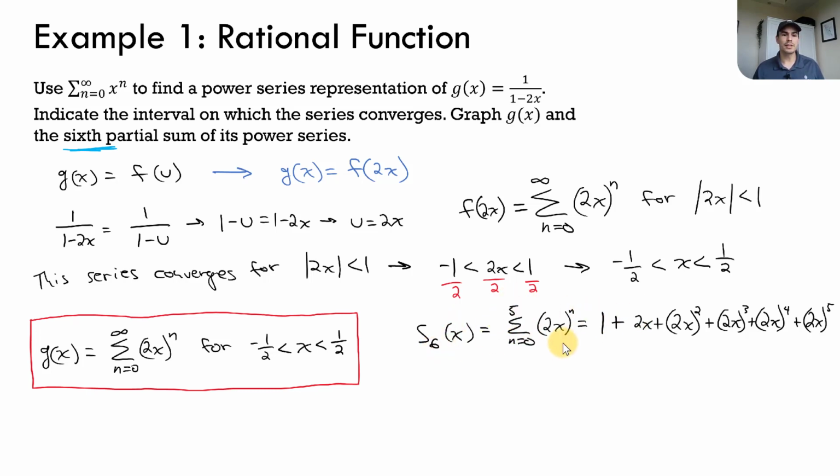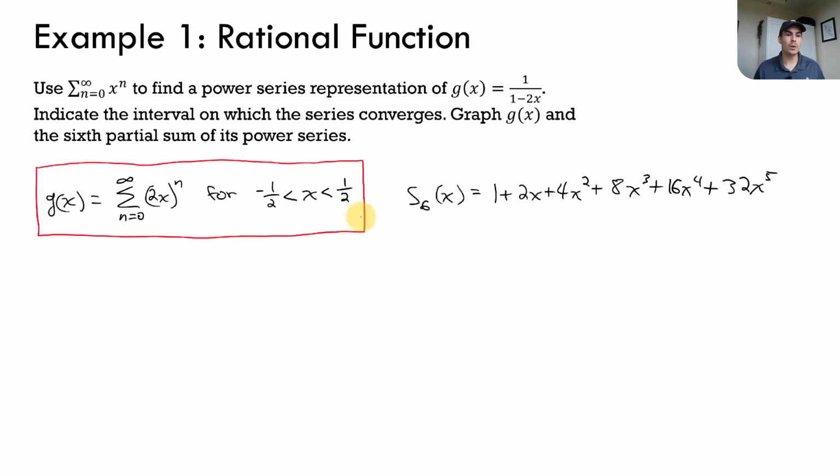All right, of (2x) raised to the n, that's going to be equal to, when I expand this out, 1 plus 2x. Here n was equal to 0, so that gives me 1. (2x) to the 1 power gives me 2x, plus (2x) squared plus (2x) cubed plus (2x) to the 4th plus (2x) to the 5th. This is what we're looking at with this sixth partial sum, and I'm going to simplify it a little bit. So I've got 1 plus 2x plus 4x squared plus 8x cubed plus 16x to the 4th plus 32x to the 5th. If this is what we're working with, then we want to graph the sixth sum of x along with g of x.